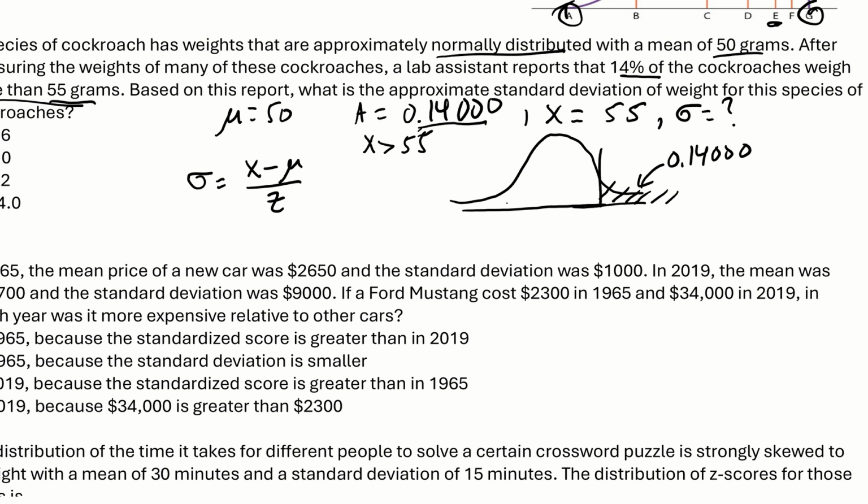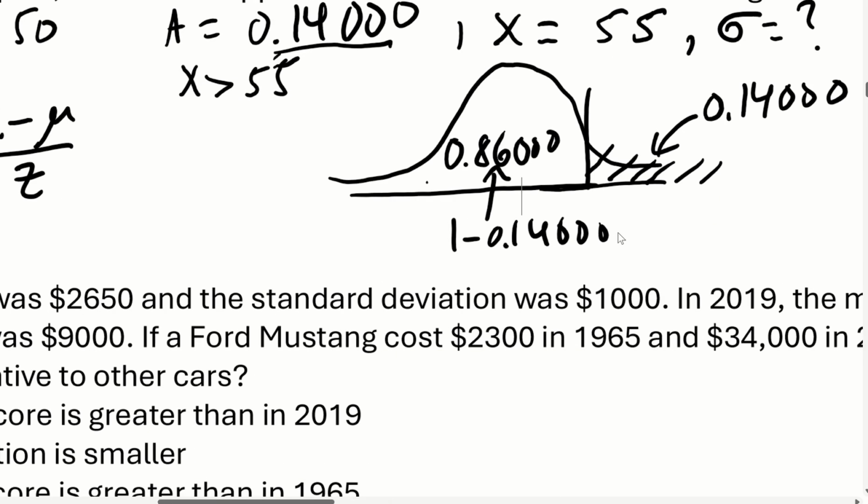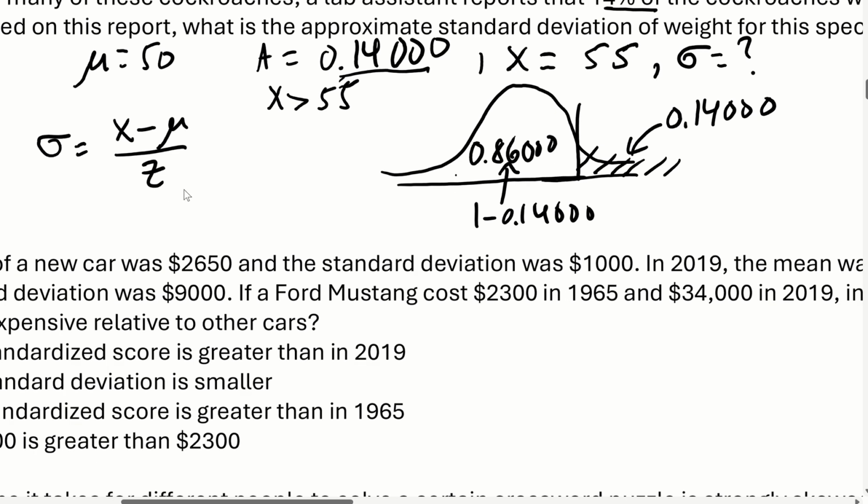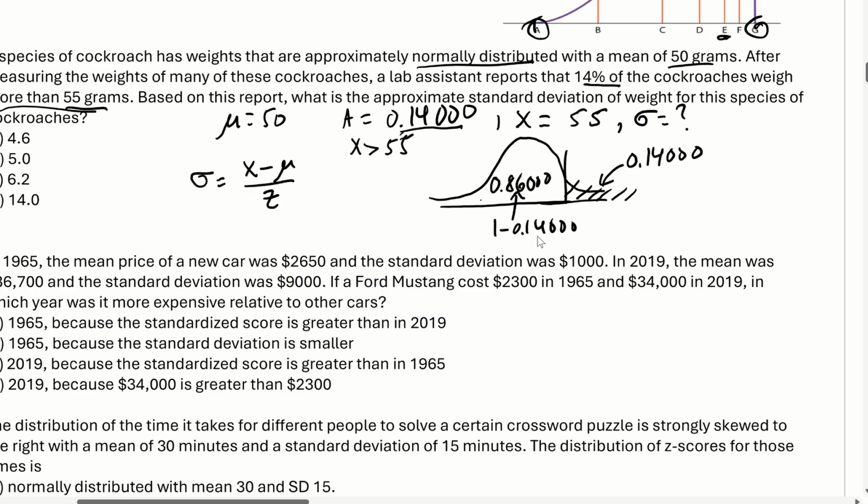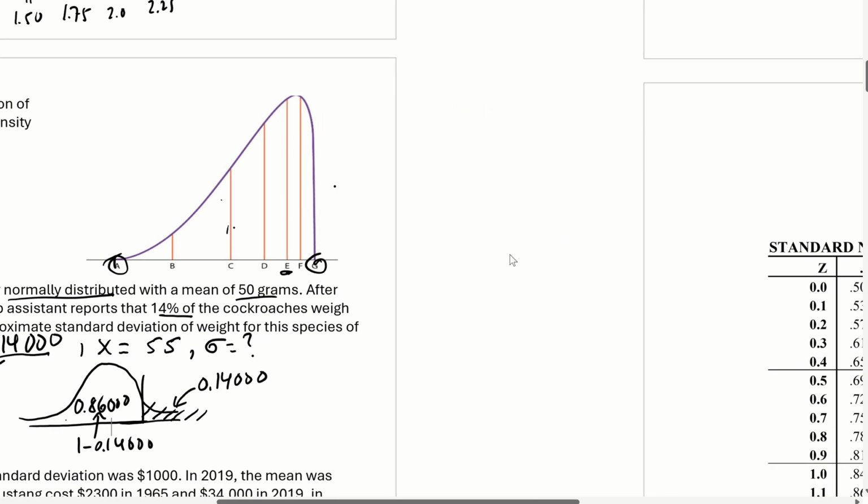Since more than means area to the right, the area to the left is 1 minus 0.14, which is 0.8600. Okay, so we need to look up 0.8600 because that's the area that's given in the z-table. The z-table gives us the area to the left. And then we're going to use this to find the z-score. Okay, so let's go to the table.